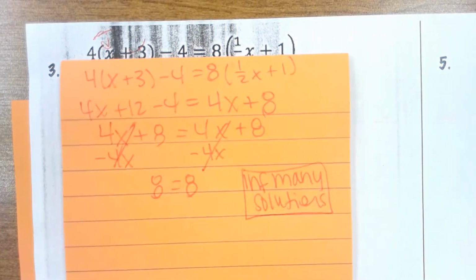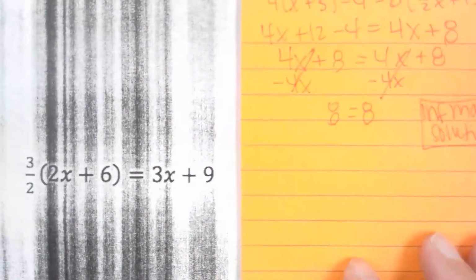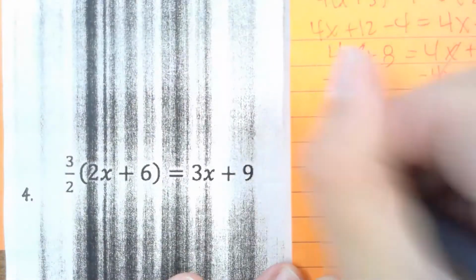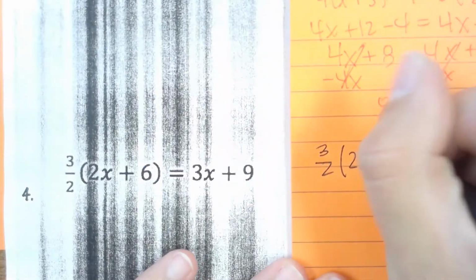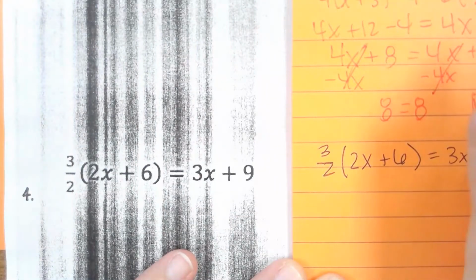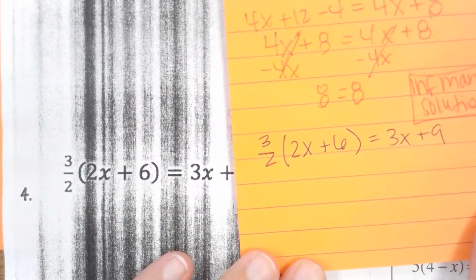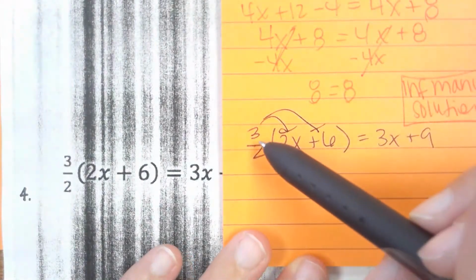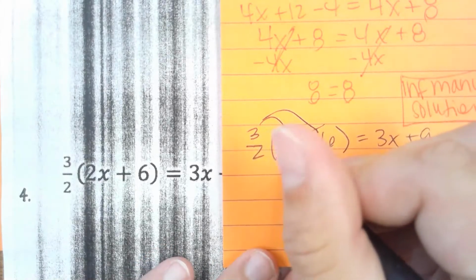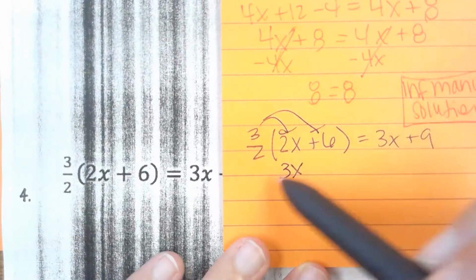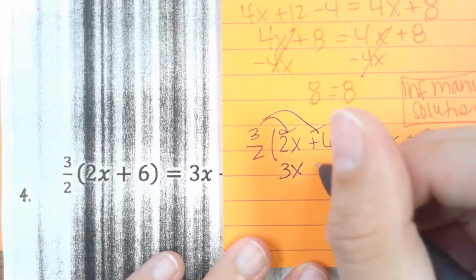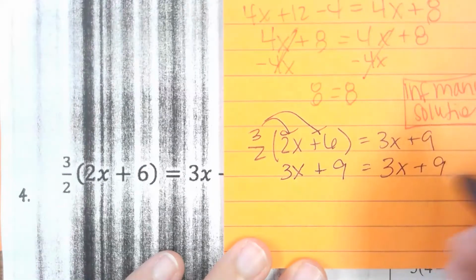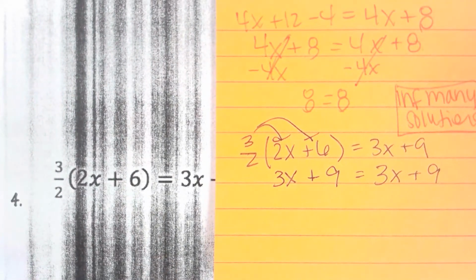Okay? And then looking at number 4, so again, I'm going to do this on my scrap paper. So we have 3 halves times 2x plus 6 equals 3x plus 9. Okay, so again, parentheses, to get rid of them, we have to do our distributive property. So 3 halves times 2x will be 3x, and a 3 halves times a 6 will be 9. And then over here, we're going to have that 3x equals 9 again.